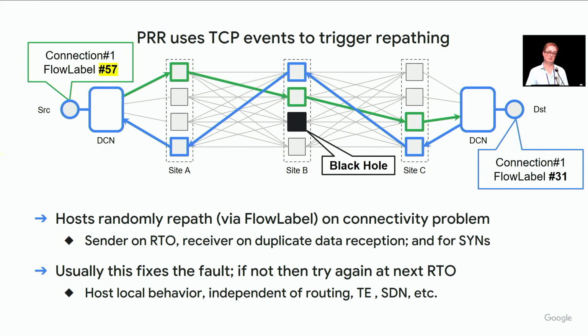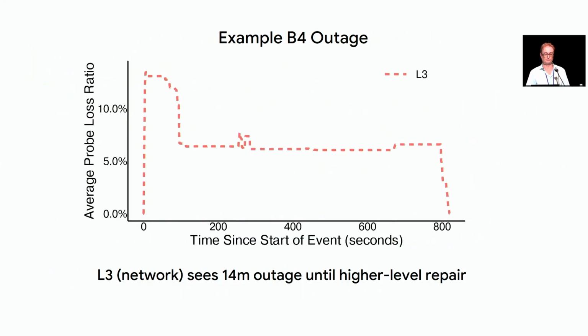Often it's the case that simply a single repath will repair connectivity, as in this example, but if it doesn't, then the sender will time out again after a short interval and will try again with a different flow label, and this process will continue until connectivity is restored. It's a little more involved when there are also faults on the reverse paths, and you can see the paper for details. But all of this repathing happens as host local behavior, which aims to improve on what's going on with routing and traffic engineering, and all of that happens independently.